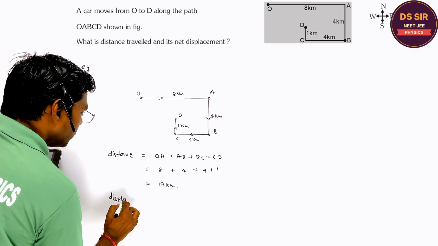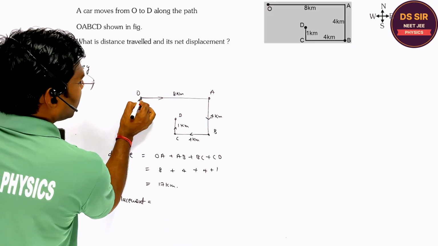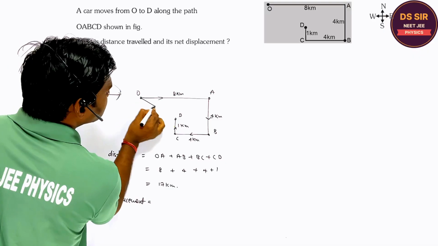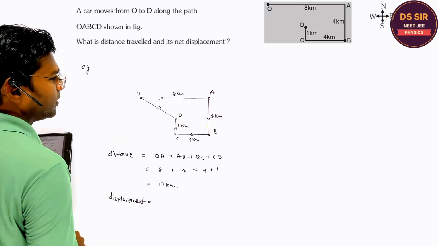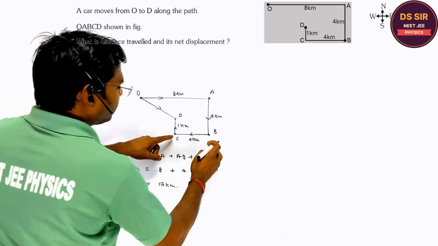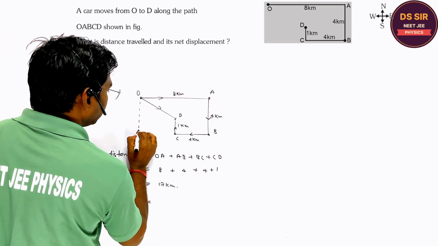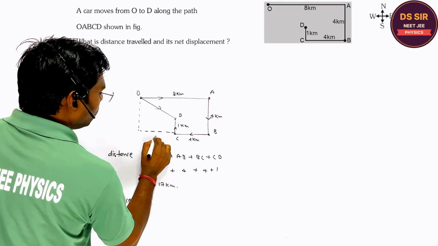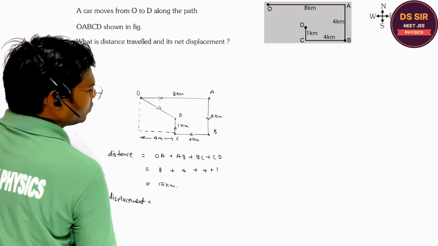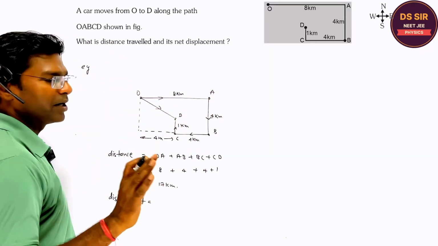And now what about the displacement? I told you the definition of the displacement: the line joining the initial to the final position is called the displacement. And how can you find this? Listen one thing. If this is the 4 kilometer, this is the 8 kilometer, right? So what about this? This is also equal to 4 kilometer because 4 plus 4 is 8 kilometer, right?